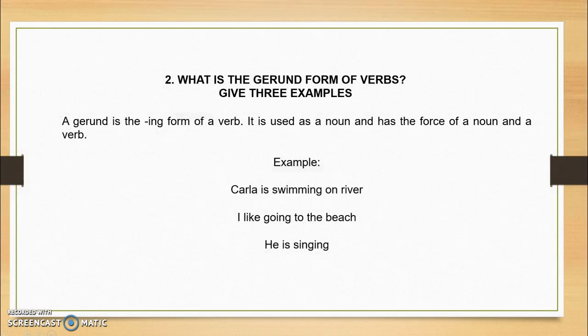Number 2. What is the gerund form of a verb? And give 3 examples. A gerund is the ing form of a verb. It is used as a noun and has the force of a noun and a verb. Example: Carla is swimming in the river. I like going to the beach. He is singing.